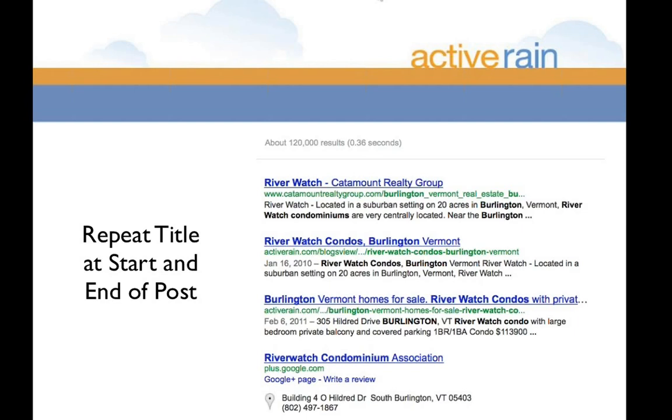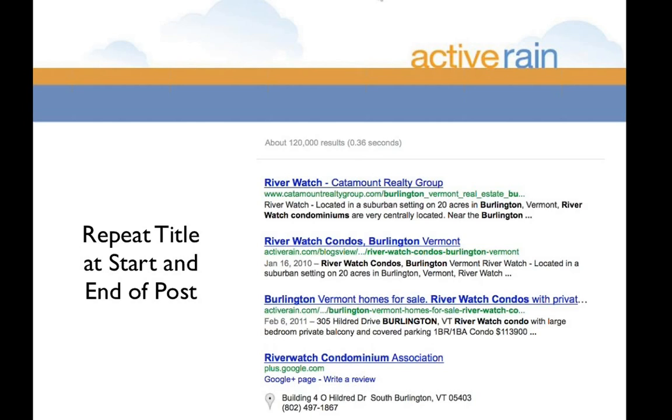So the second component. So the first component was 200 to 500 words. This is going to be the third one, actually. The second one was pick a keyword phrase for the title of our blog post. Okay. The third thing we're going to consider every time we write one is we're going to repeat the title at the start and at the end of the post.